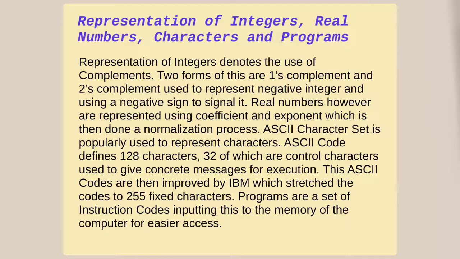As for characters, a character set is popularly used to represent characters. ASCII code defines 128 characters, 32 of which are control characters used to give concrete messages for execution. These ASCII codes were then improved by IBM, which stretched the codes to 255 fixed characters. Programs are a set of instructions, coded and input to the memory of the computer for easier access.